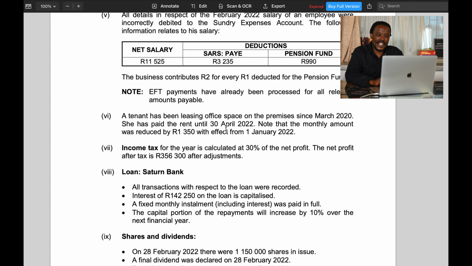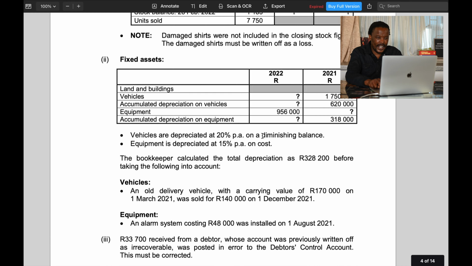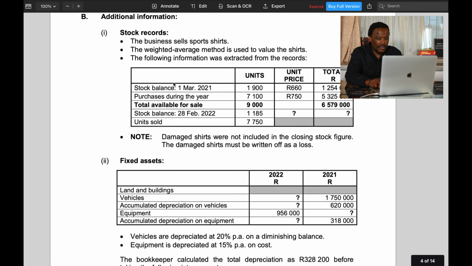A tenant has been leasing office space on the premises since March 2000. She has paid the rent until 30 April 2022. Note that the monthly amount was reduced by 1,350 with effect from 1 January 2022. Now, there is this rent, office space. What is it called under our pre-adjustment trial balance? Office space rent income. We're speaking about rent income here.